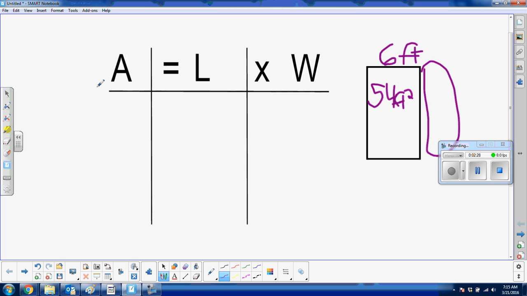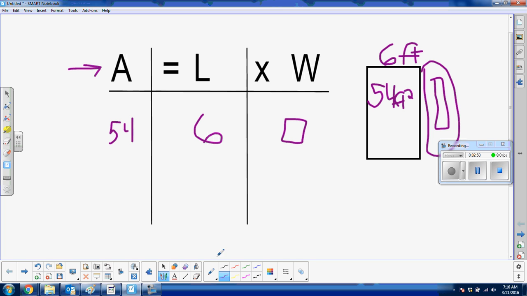Well, what we're going to do is we're going to go ahead and use this area formula again to figure it out. We know that the area is 54. We know that the length is 6 feet, but we don't know the width right now. The width is an unknown, so I'm going to go ahead and just put a box right there.